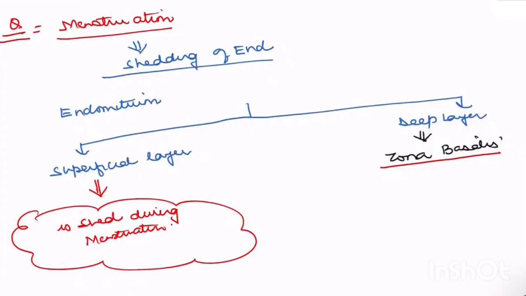So there are two questions which they ask you here. Which layer is shed off? The answer is easy. It is the superficial layer. But if they ask you which layer of endometrium is responsible for regeneration of endometrium in the next cycle, it is zona basalis.